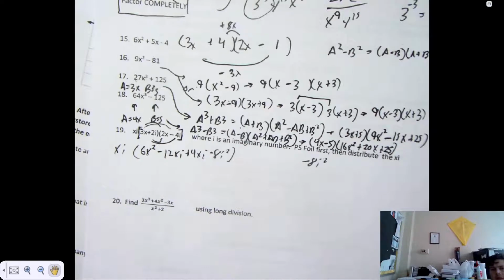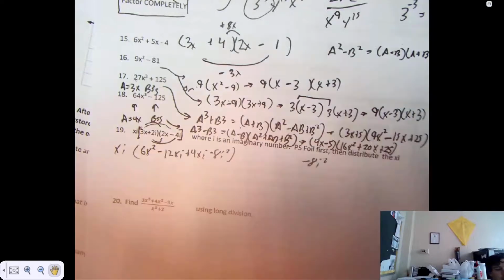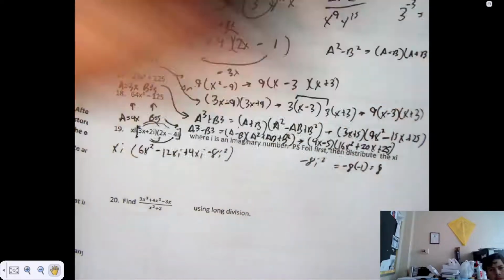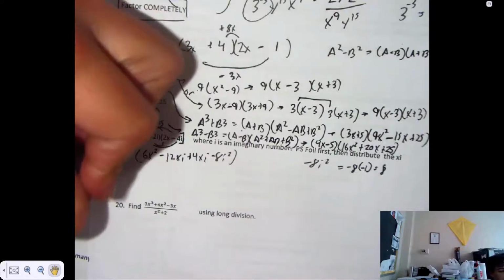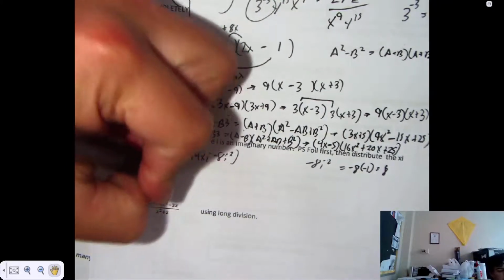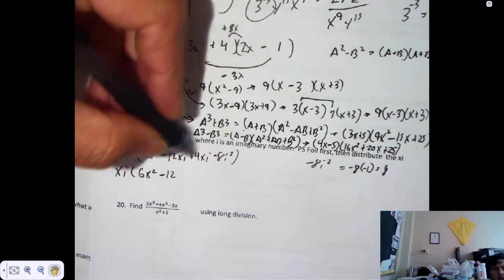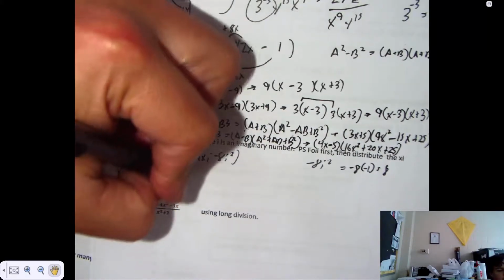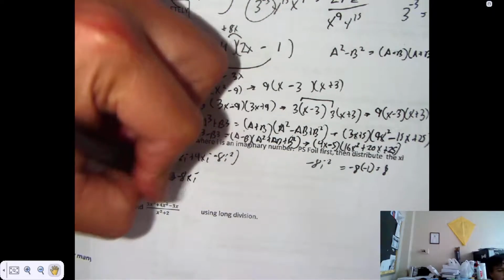We've been talking about this a lot lately. You're still not getting it. A negative 8i squared is a negative 8 times a negative 1, which is a positive 8. So I'm going to go ahead and throw that in there, because if I don't, I'm just going to create myself more problems. Oh, I need to add these terms together right here. Negative 12 and 4 makes a negative 8. So negative 8xi. Then I have the plus 8.